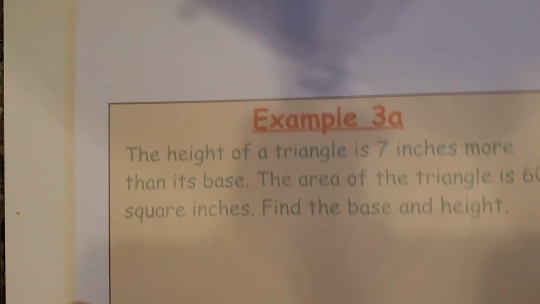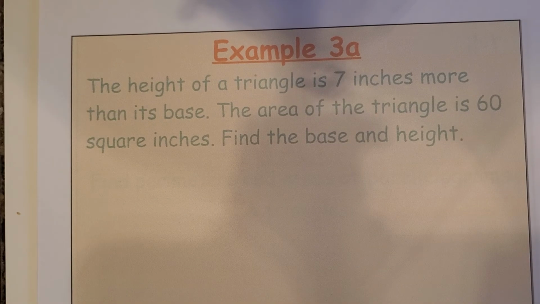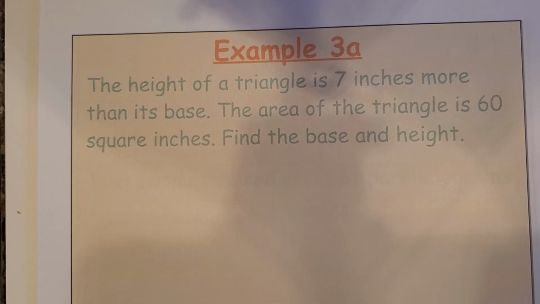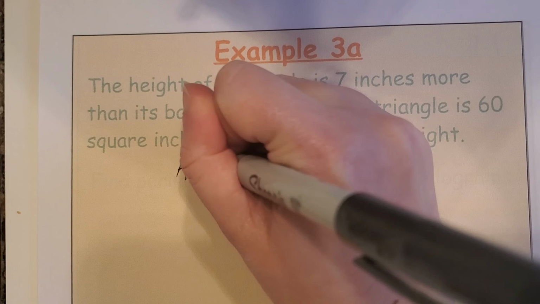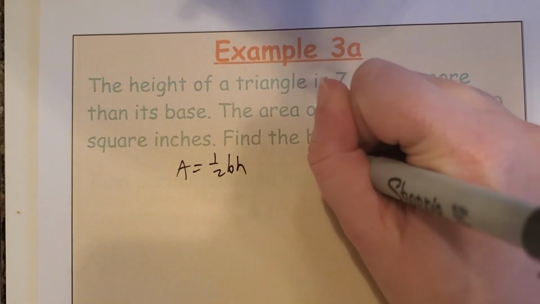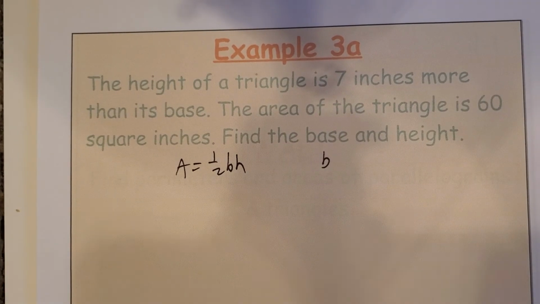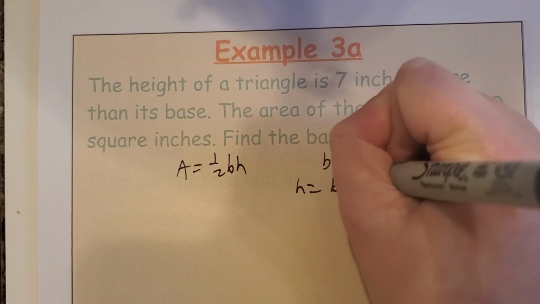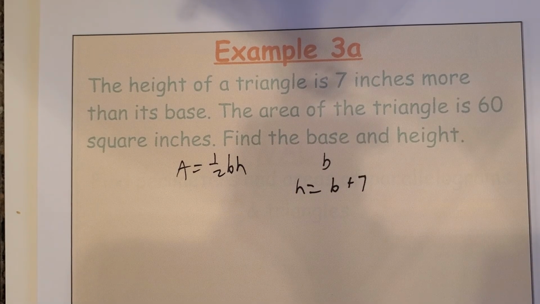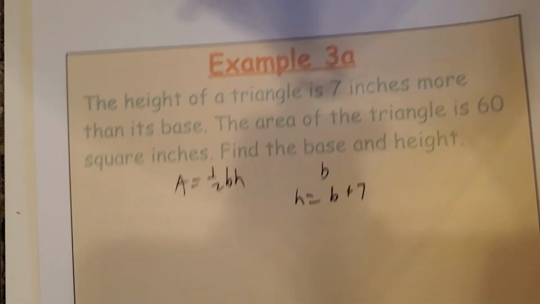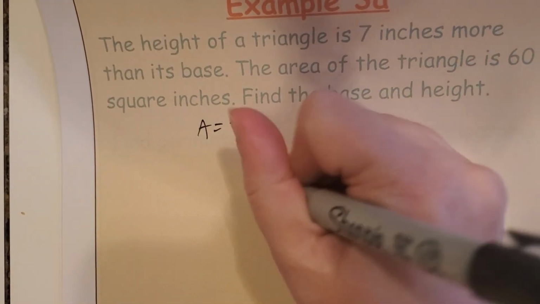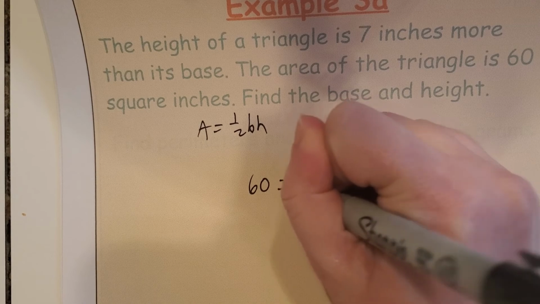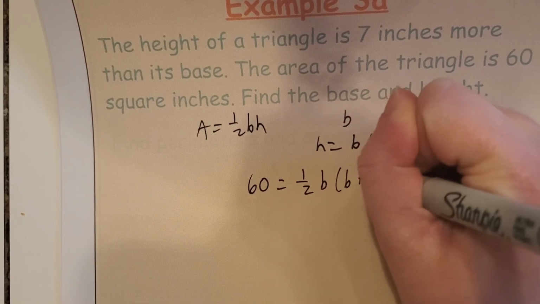But just one more, very similar, almost identical, just some different numbers, so you really kind of get the hang of what's going on. The height of a triangle is 7 inches more than its base. So again, here's our area formula. And if we have a base, the height, we know, is 7 inches more. So it's b plus 7. All right? So our area is 60. So 60 equals half times the base plus 7.